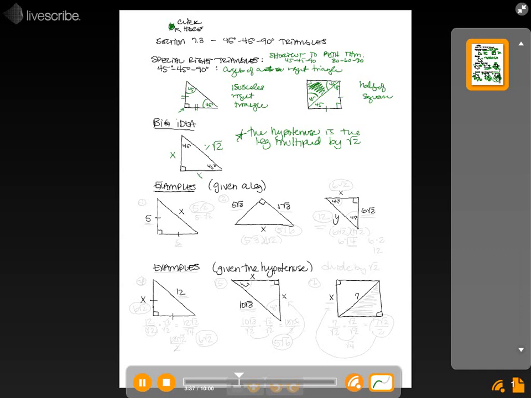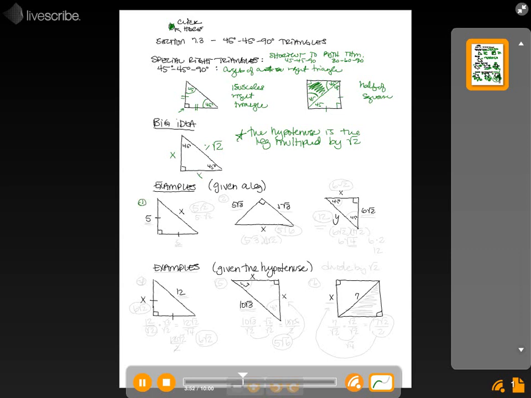We take it, we put a root 2 on the end of it. It is that easy. Now there's two types of examples we're going to look at. I could give you the leg to start with, or I could give you the hypotenuse to start with. And they're solved differently. Okay? We're going to start with when you're given the leg.